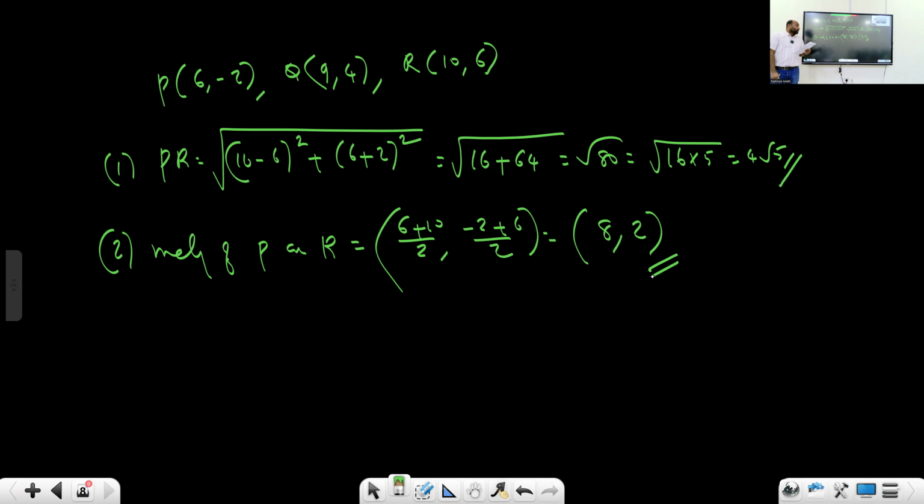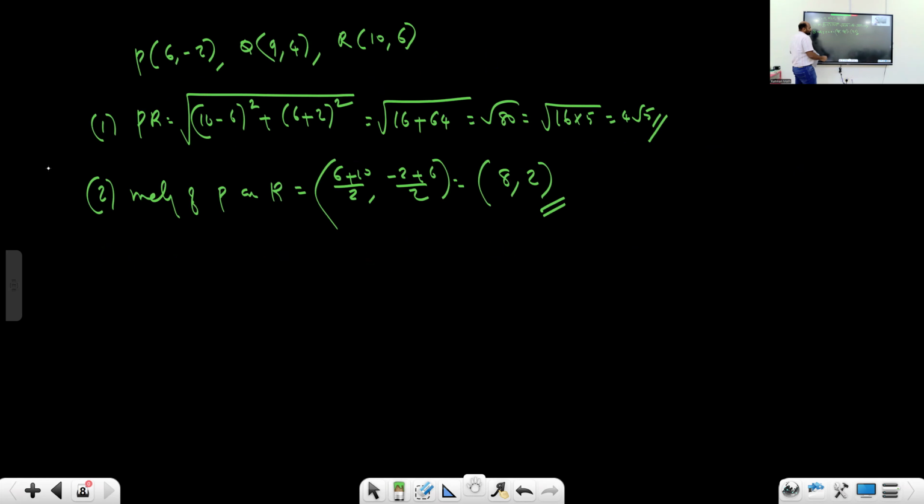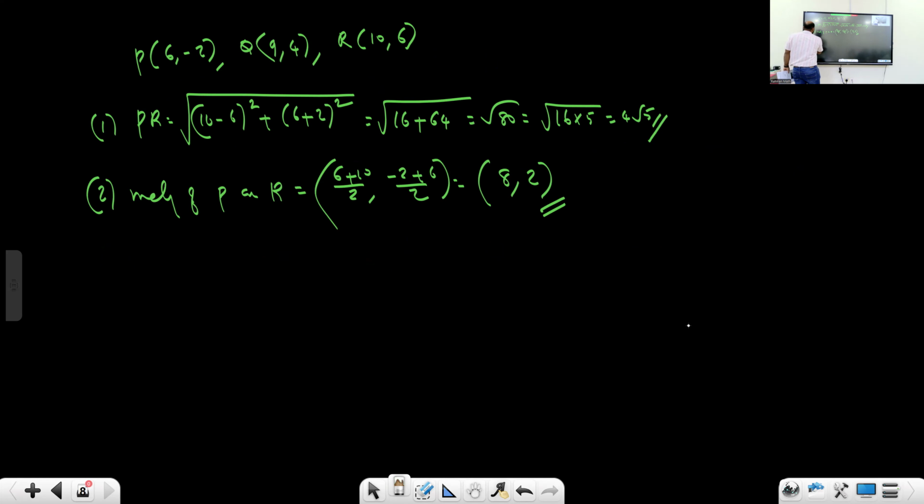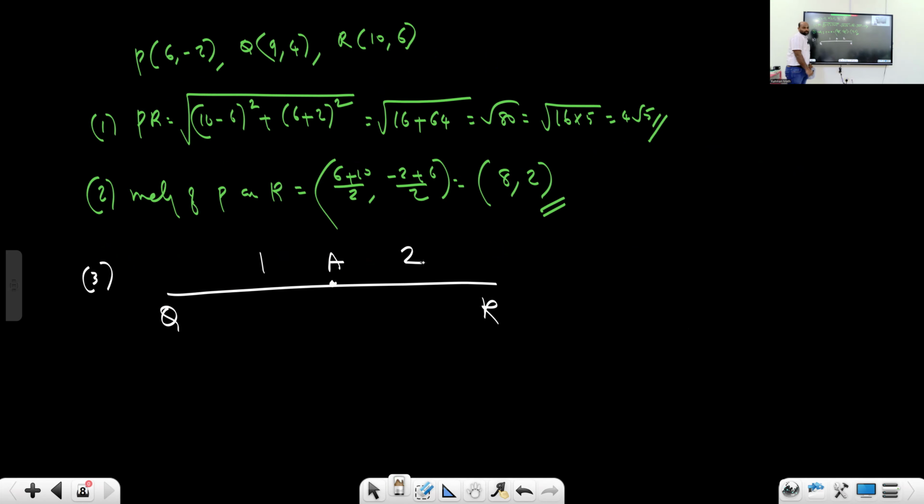Read the third question. What is the problem of fraction if it comes? Third question. There is Q or and A in between. In what ratio? 1:2, this I asked. Place the Q coordinate 9, 4. R coordinate 10, 6.